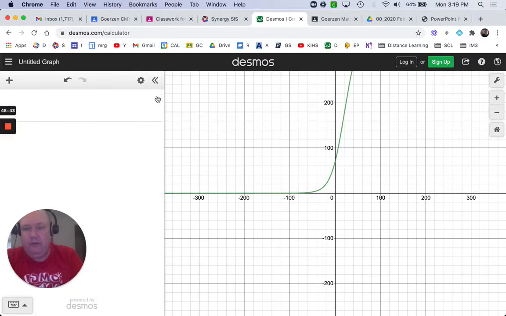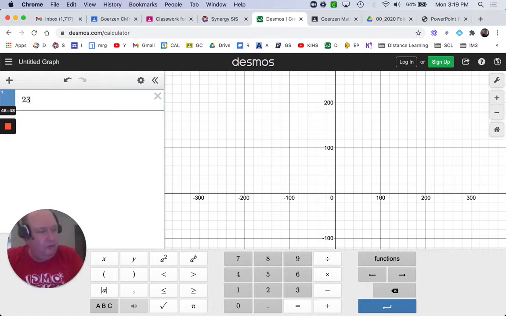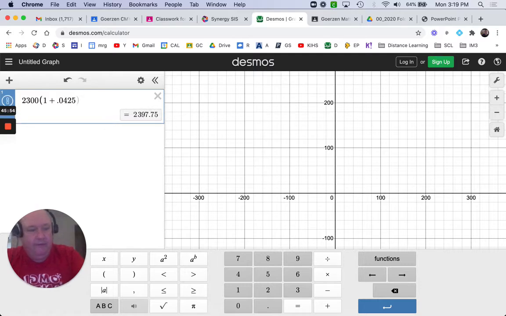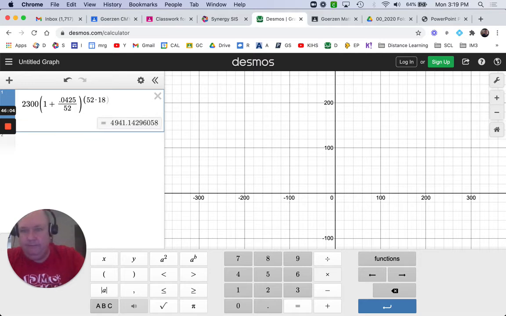So this is what it would look like. So 2,300 times 1 plus 0.0425 divided by 52, to the exponent 52. We need parentheses here. 52 times 18. So that's how much money is in the account. $4,941.14.